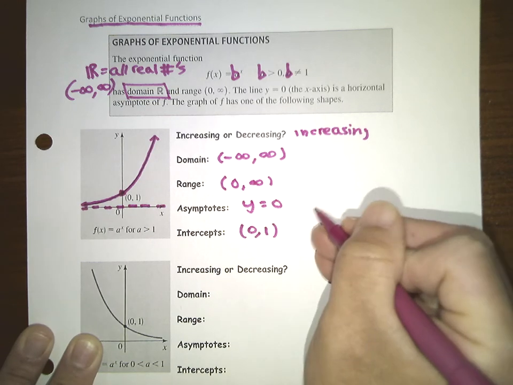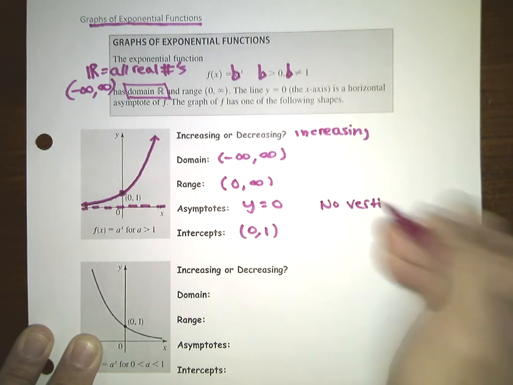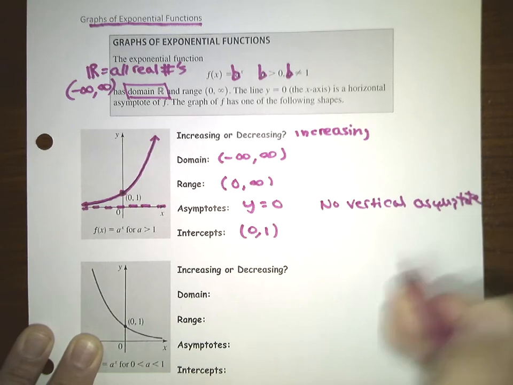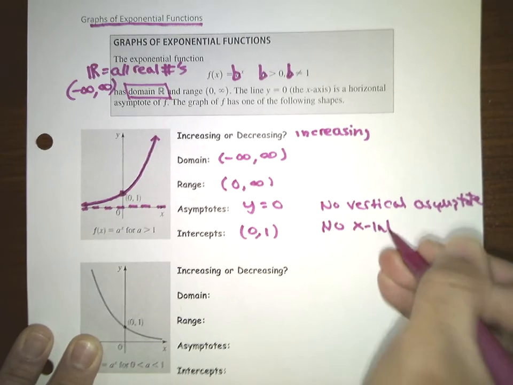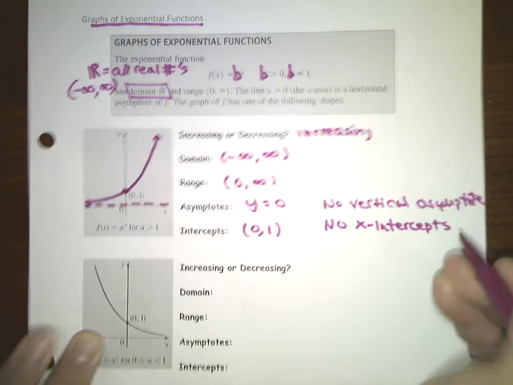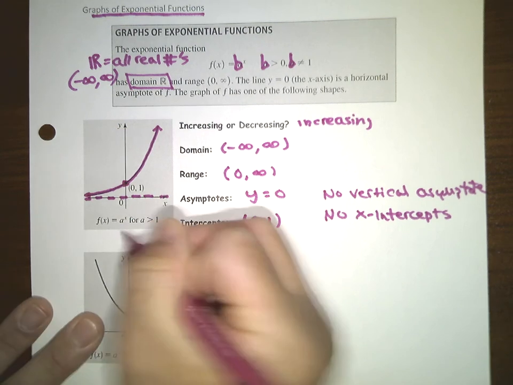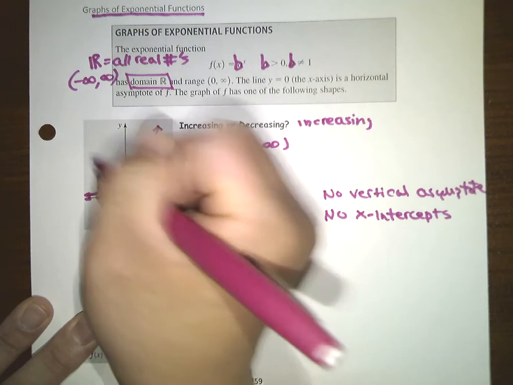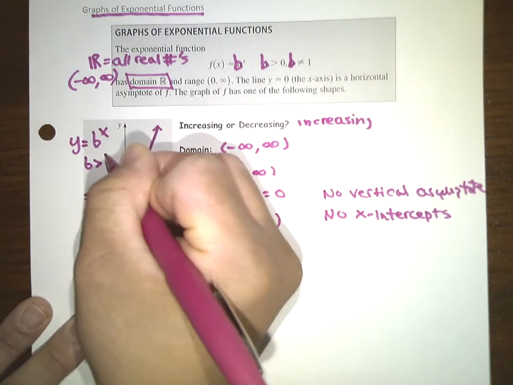So it has a horizontal asymptote, but no vertical asymptote. All right, so no vertical asymptote, and then also it has no x-intercepts. All right, now the thing is that you have to make sure that, again, I'm going to just make these all b's. All right, so this is y is b to the x when b is greater than 1.